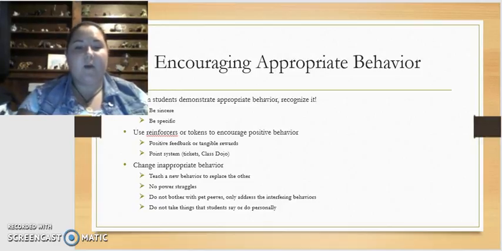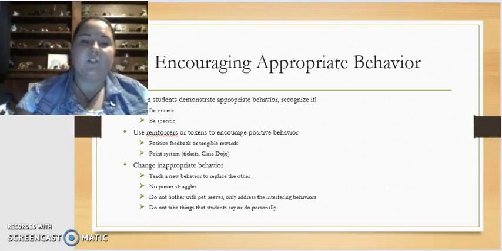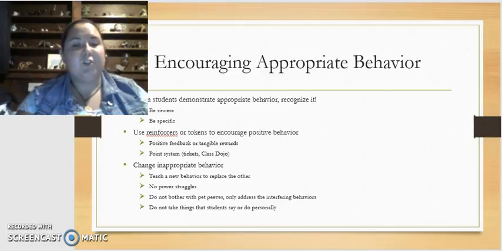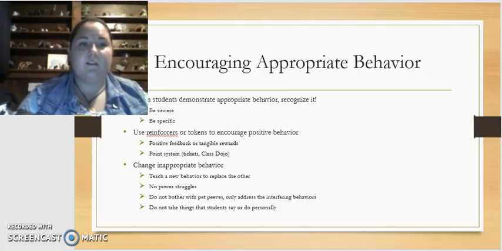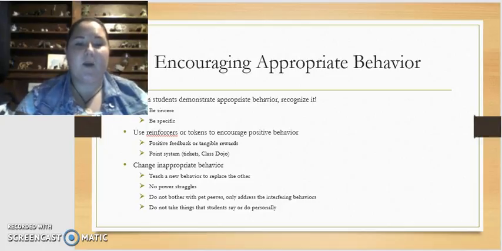In the classroom I'm in now, we use golden tickets, and the person with the most golden tickets gets to pick a fun Friday activity. Change inappropriate behavior. To change an inappropriate behavior, you need to teach a new behavior to replace the other. How should they respond instead? No power struggles. Don't get an I win or you win situation.